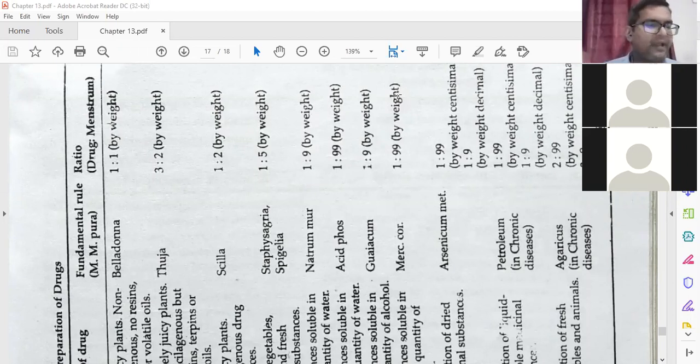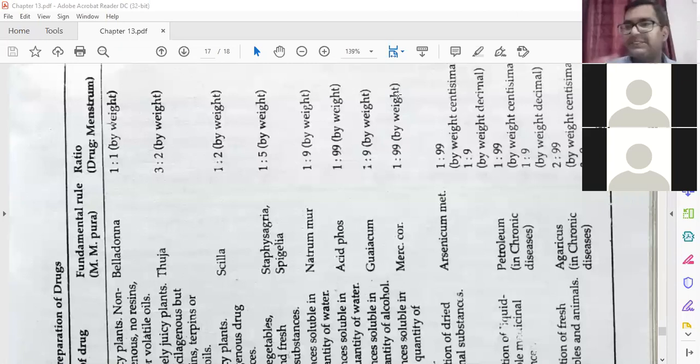chart. So in the chart, first we will see class 1. Class 1 sources: vegetable kingdom. Nature of the drug: most juicy plants, non-mucilaginous, non-resinous, then terpenes or volatile oils. Then fundamental rules or Materia Medica Pura: Dr. Hahnemann has explained this in the chapter Belladonna. Remember it. Ratio between drug and menstruum, meaning drug and vehicle, is 1 to 1 by weight, which means drug power is 1 by 2. Already we have seen that.